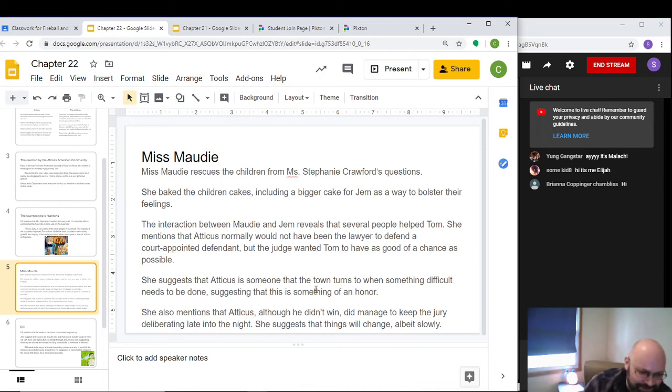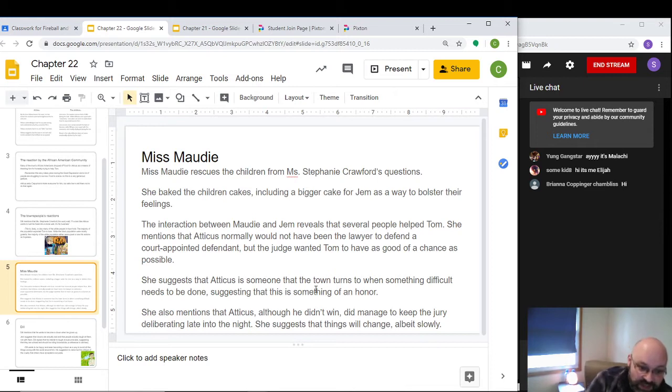And that's kind of just who Miss Maudie is. She's kind of like this nice grandmotherly type, so she knows the kids went through something rough yesterday, and now she's trying to bolster their feelings. There's an interaction here between Jem and Miss Maudie that's pretty telling.